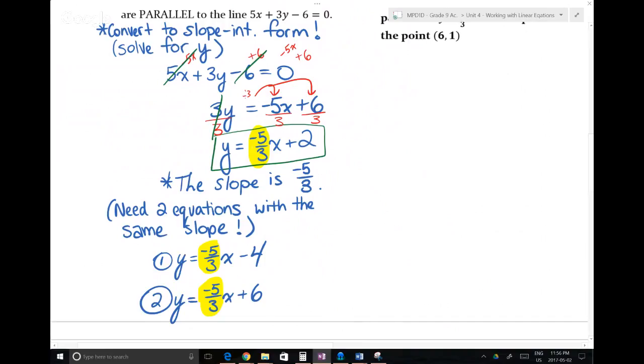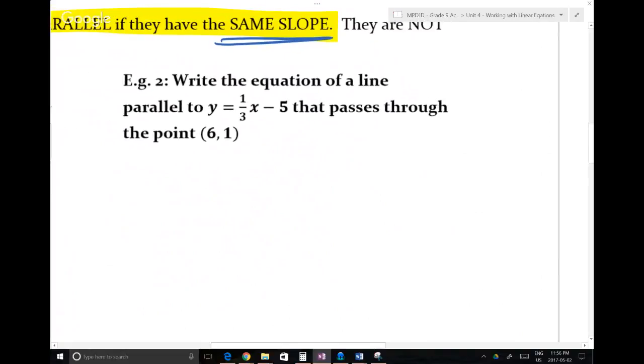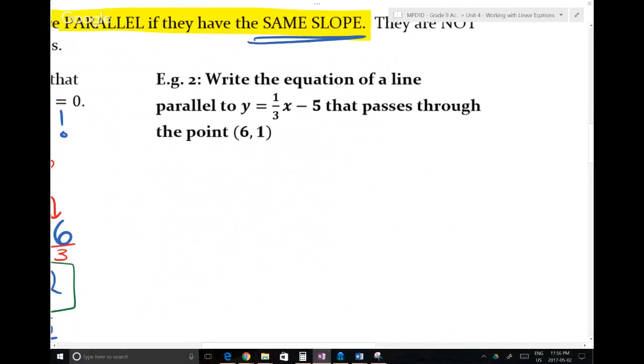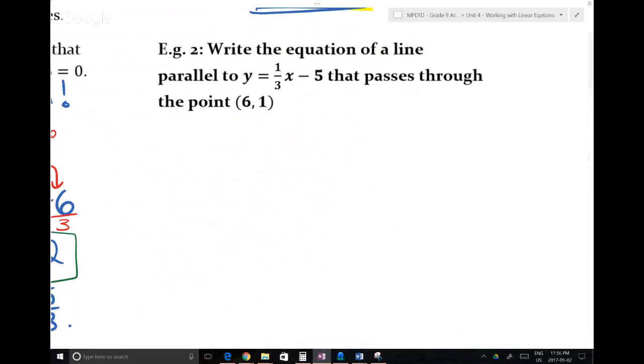Now, the next question is write the equation of a line parallel to y equals 1/3 x minus 5 that passes through the point 6, 1. And I bet you can do this on your own. So take a minute and see if you can. And if not, unpause the video and I can help you.